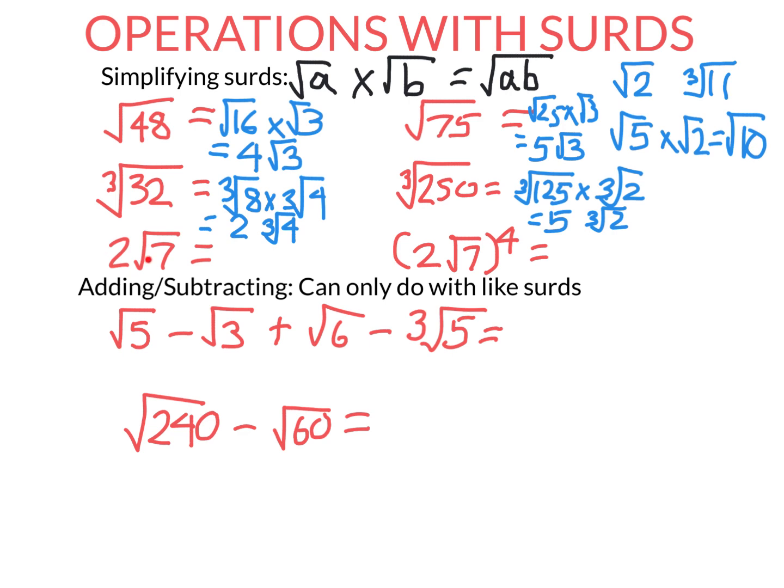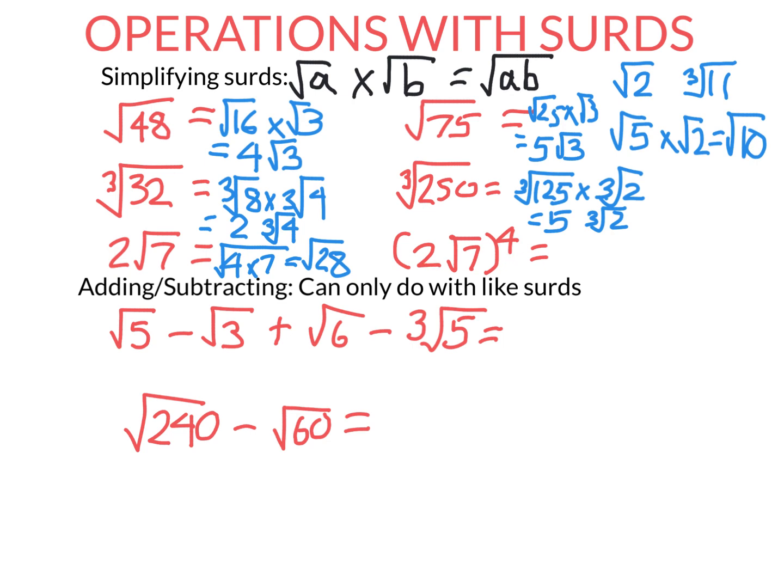If I have 2 root 7, how can I write it as something like this? Well, 2 squared is 4, so I can just write this as the square root of 4 times 7, which is the square root of 28. So root 28 and 2 root 7, they are exactly the same number. This one, however, is considered to be simplified.